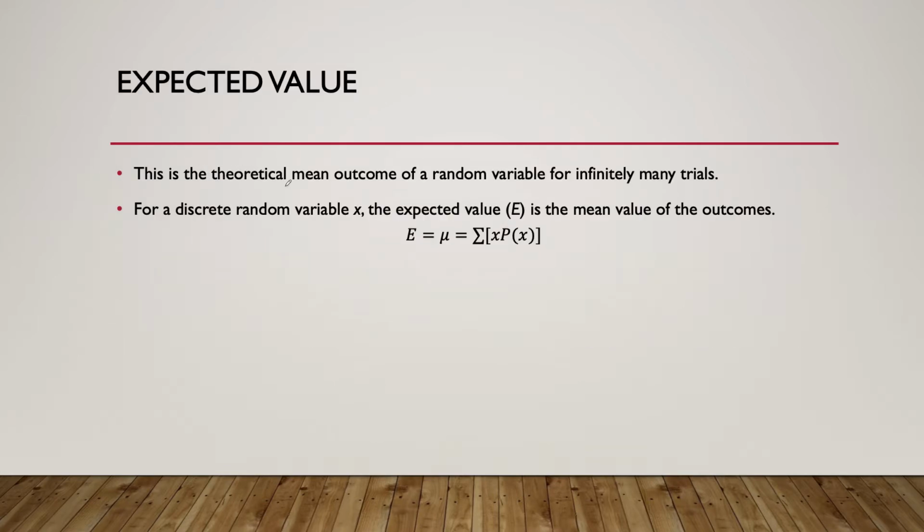Expected value is a theoretical mean outcome of a random variable for infinitely many trials. For a discrete random variable x, the expected value E, the mean value of the outcomes, is the sum of each value of the random variable times its associated probability.